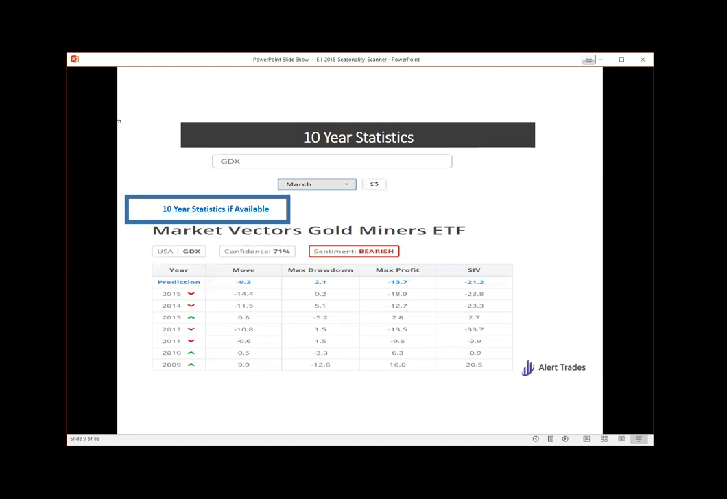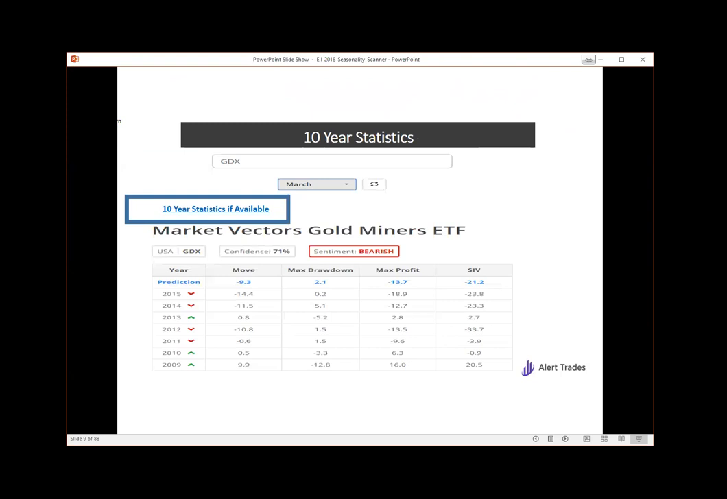What we found after years of research is that if you look at 10 years of data, you could really get some high accuracy with the information. Okay. Now there are some symbols that don't have 10 years of data. If they don't, whatever number of years they have, that's what we're going to display. But you're never going to see anything that's over 10 years at all.